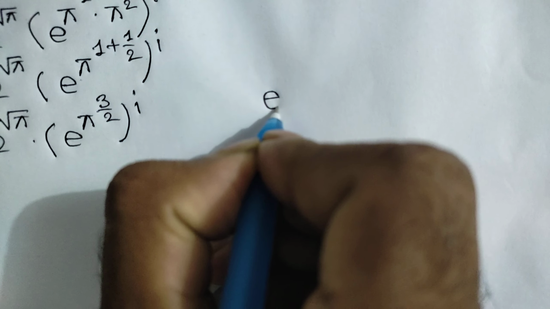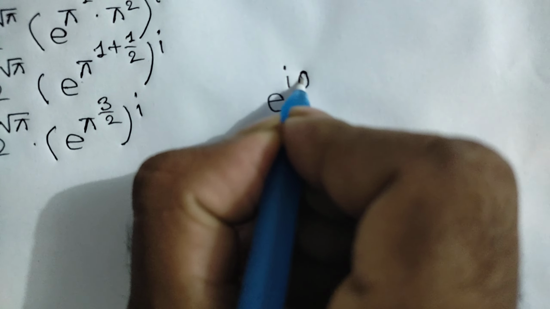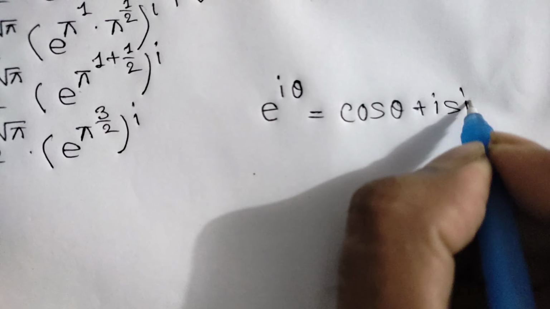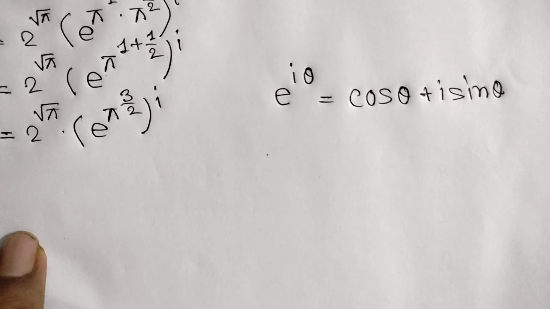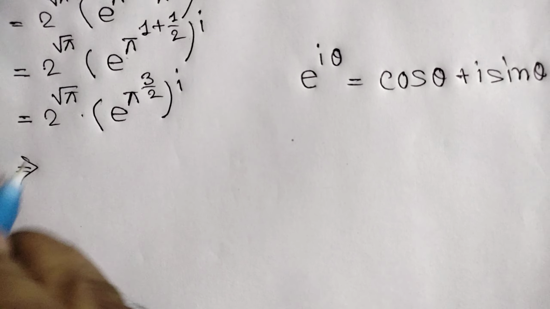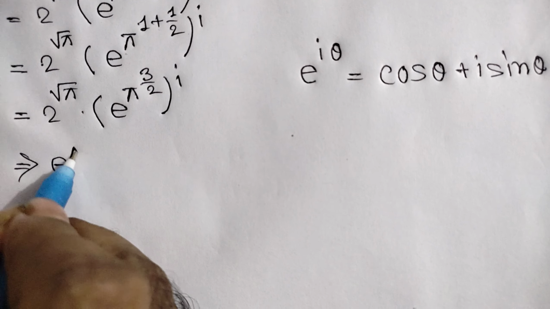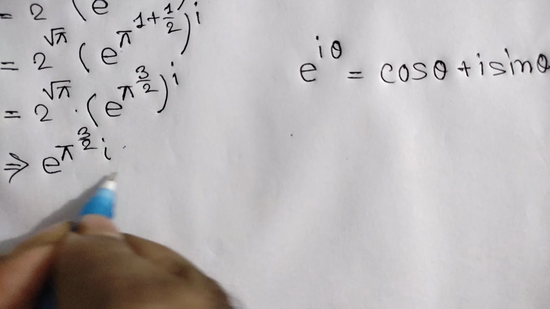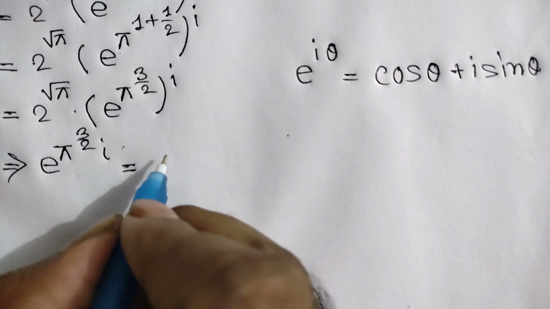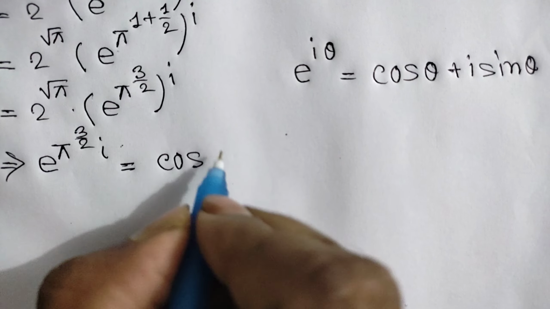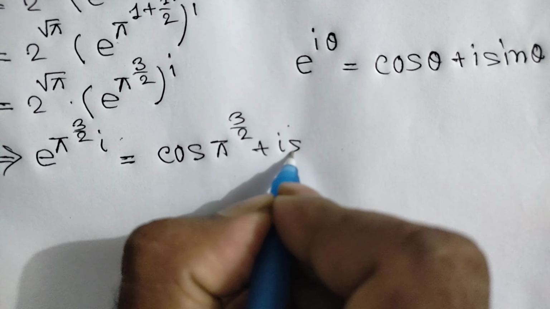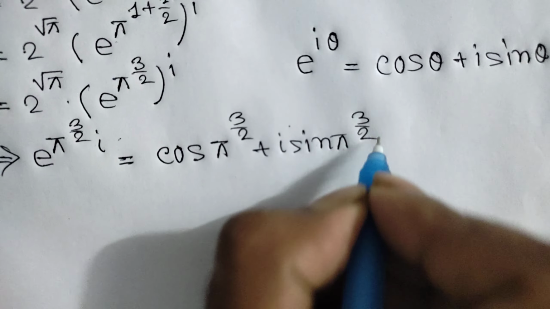Now from Euler's equation we know that e^(iθ) is equal to cos θ + i sin θ. So now we can write here e^(π^(3/2) times i) is equal to cos π^(3/2) + i sin π^(3/2).